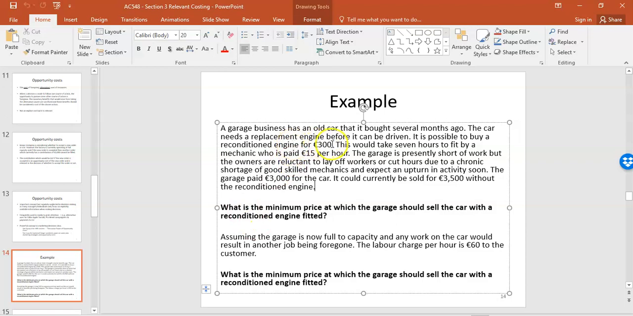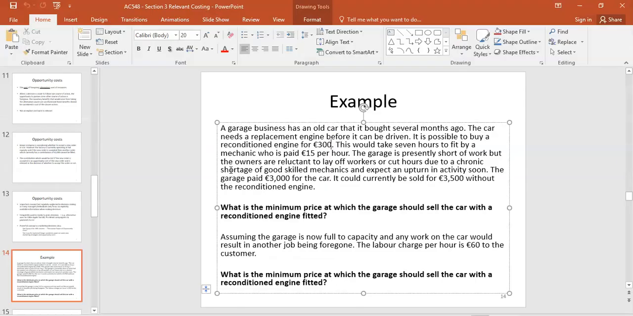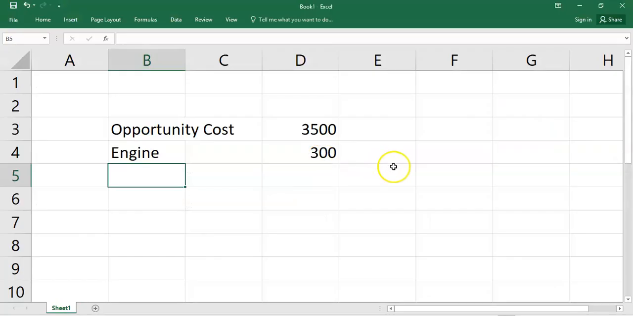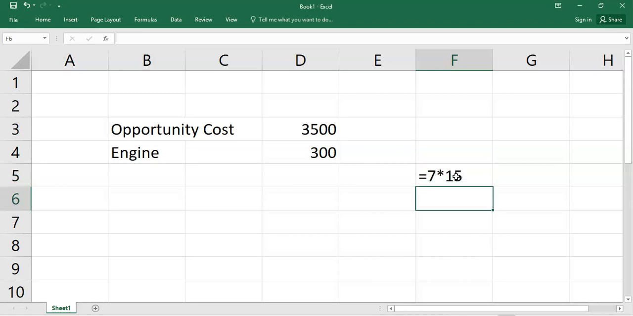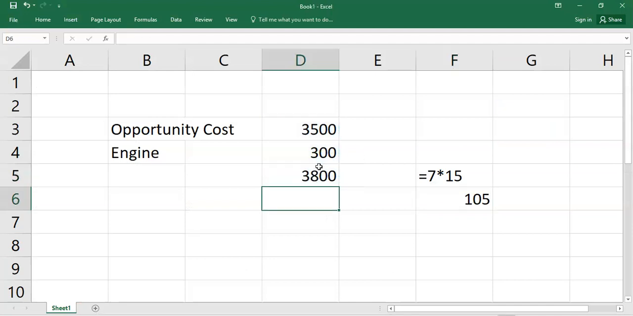And I also need to get 300 because I have to buy that engine. So the engine itself is going to cost 300. Now, the last piece is the tricky one: you shouldn't really include the labor cost here, which is 7 hours at €15. So 7 times 15, which is €105. And the reason you don't do that is it's short of work, but the owners are reluctant to lay off workers. What we're saying is this €105 was going to be spent anyway. Now, of course, in a perfect world, you'd want to get that covered as well, but we've asked you for the minimum price. So we're saying anything above 3,800 would make financial sense.